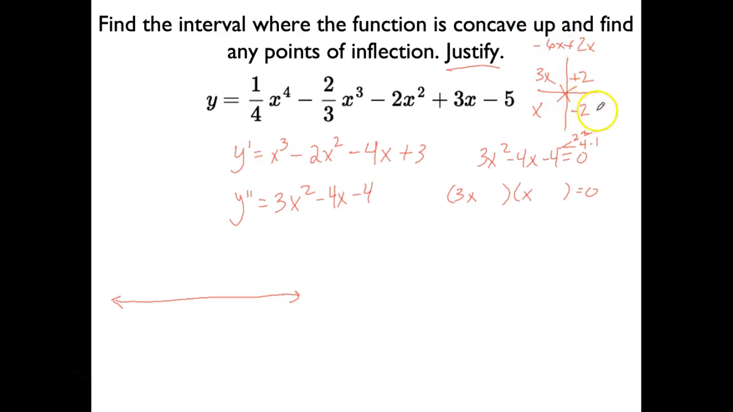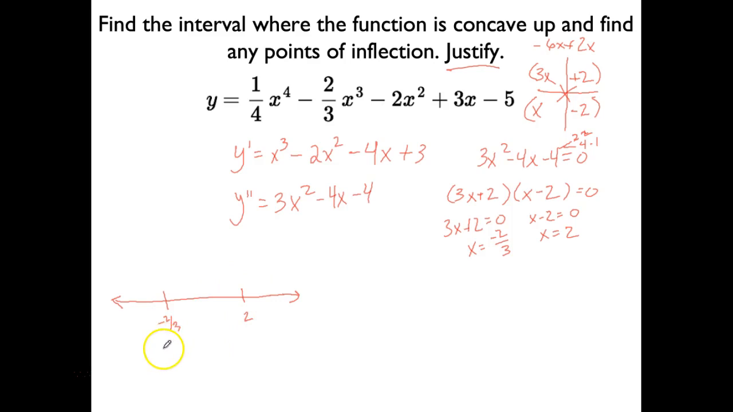Let's multiply these two numbers and make sure it equals this last number. Positive 2 times negative 2 is negative 4. There we go. There's my two factors, 3x plus 2 and x minus 2. Okay, so my possible points of inflection are going to be at 3x plus 2 equals 0 and x minus 2 equals 0, which is going to be at x equals negative 2 over 3 and at x equals 2. Let's put those down on my thing here, negative 2 over 3 and 2.